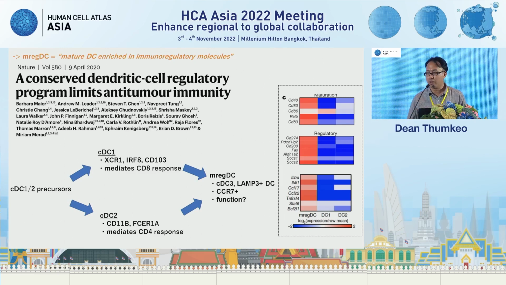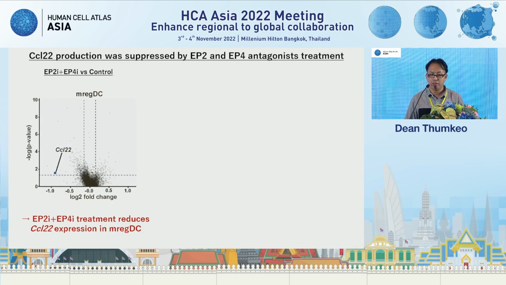But this mREG-DC cell is special because, in contrast to the other DC, it expresses molecules that are immunosuppressive, like PD-L1, FAS, IL-4I1, and then CCL17 and CCL22. Among the tumor-infiltrating immune cells, they express these molecules at the highest level. And to our surprise, when we conducted the differential expression genes analysis on mREG-DC, we found that upon the treatment of EP2 and EP4 antagonists, the chemokine CCL22 was the second most suppressed gene.